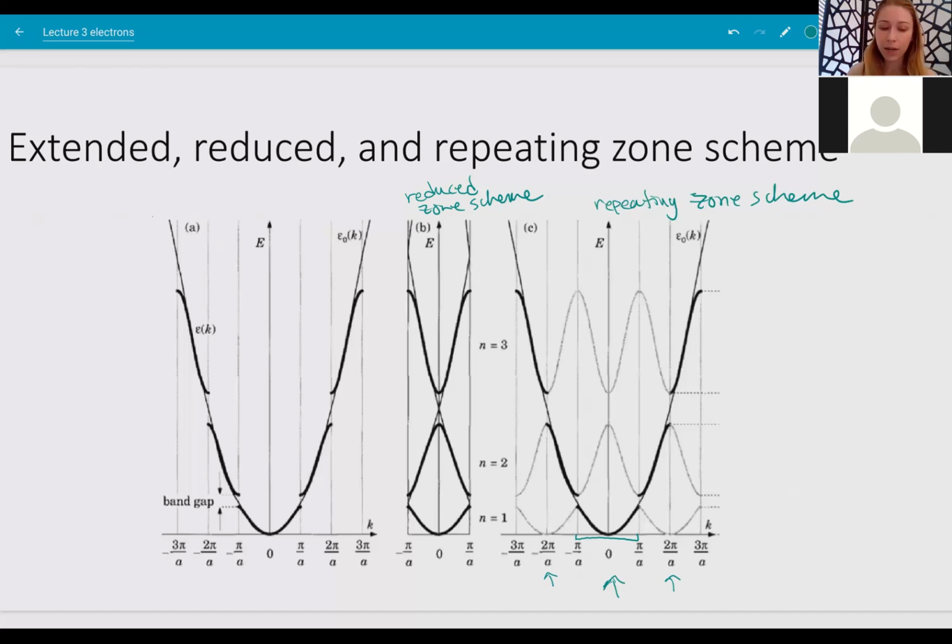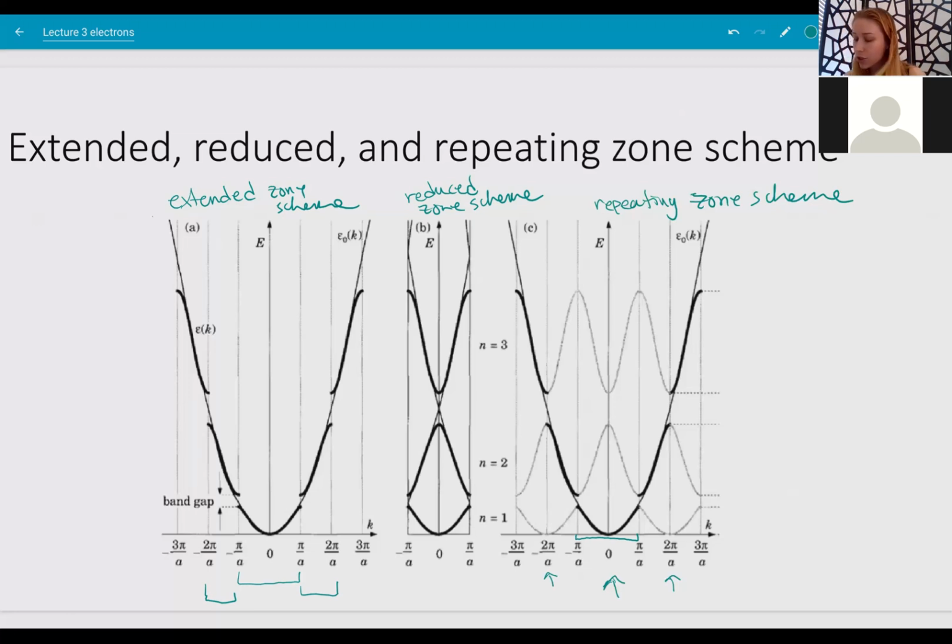And finally, there is the extended zone scheme, which is on the left. And the extended zone scheme shows different information in every Brillouin zone. So basically, the first Brillouin zone shows the lowest energy band. The second Brillouin zone, which is between pi over a and 2 pi over a and minus 2 pi over a and minus pi over a, that shows the next energy band. Then the third Brillouin zone shows the next energy band, and so on and so forth if we were to repeat this graph until infinity.